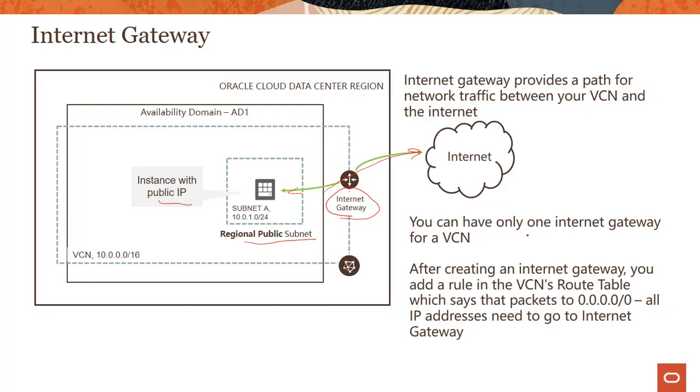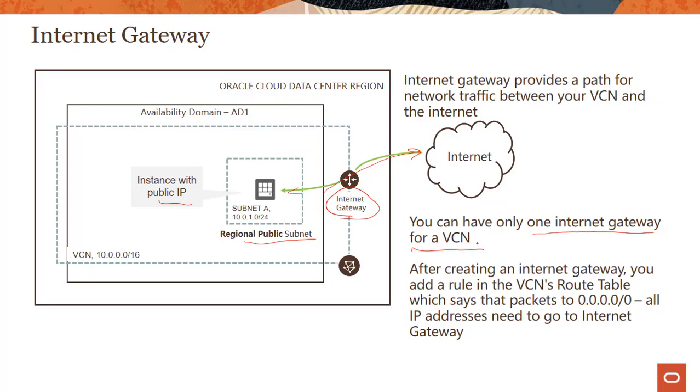Now, important things to keep in mind: you can only have one internet gateway for a VCN. So it means that if you have different public subnets, let's say you have a public subnet where you are hosting your bastion servers, and you have one for web servers, one for something else, all of that traffic goes through the single gateway, and all of those subnets are part of your single VCN.